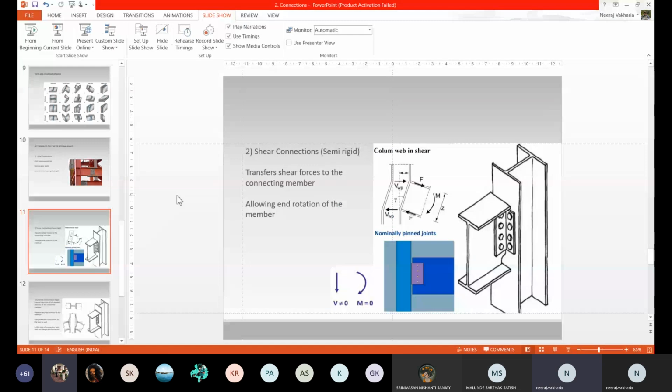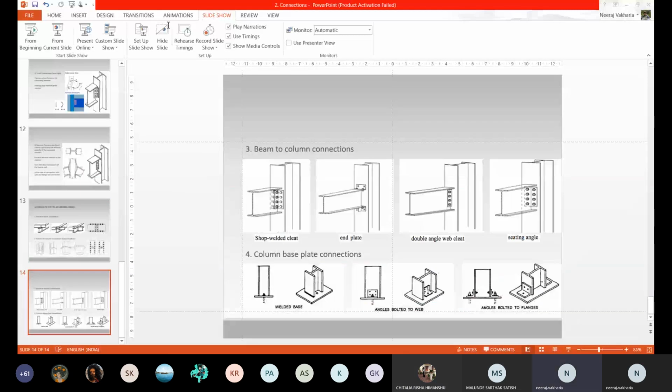Hello, Neeraj. In the last slide, what is double angle web plate? Is it similar to L angles, or is it a different angle? Yeah, it is L angles. It's similar to that.